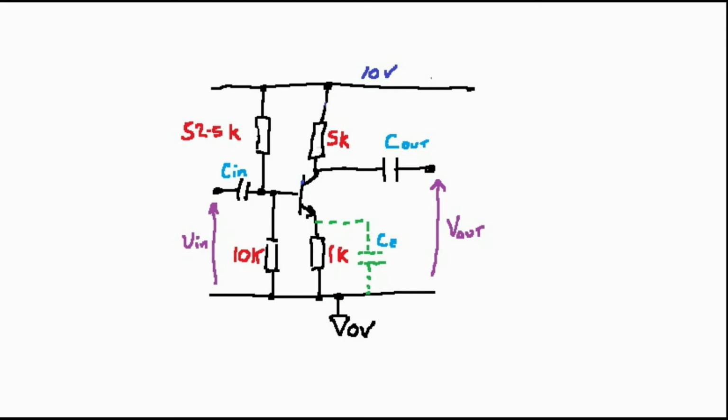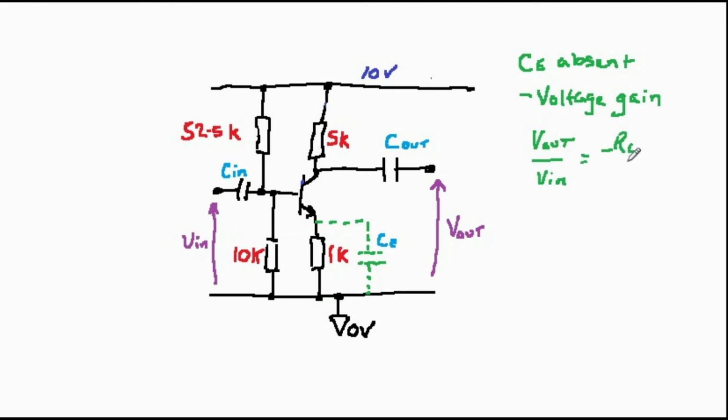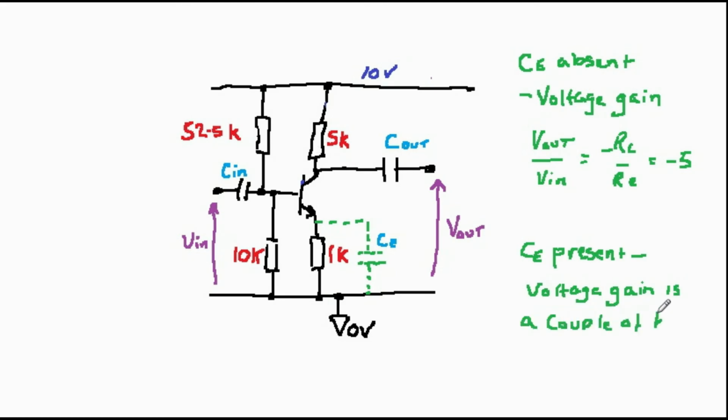The capacitor CE across the emitter resistor has a vital effect on the amplifier. If it's completely absent, then the voltage gain of the amplifier is RC divided by RE. In this case, that would be 5. And the input impedance is approximately beta times RE, and the output resistance is RC. However, if CE is present, the gain of the amplifier is a few hundred, and the input impedance is a couple of kiloohms. The output impedance is again RC. Again, I'll explain why this is in the next few videos.